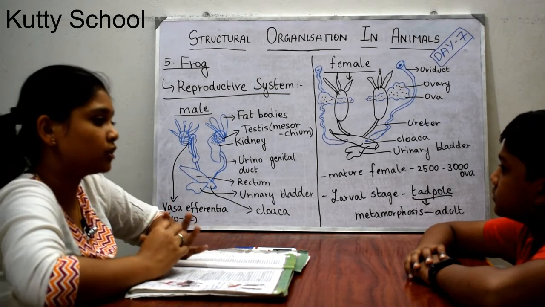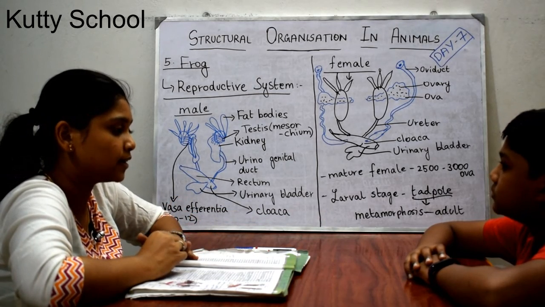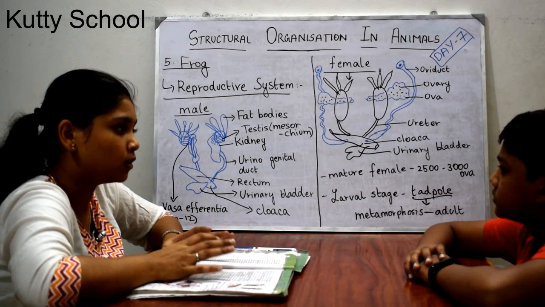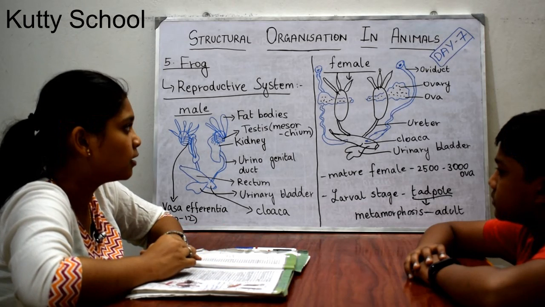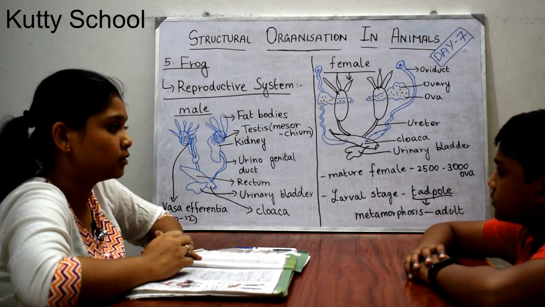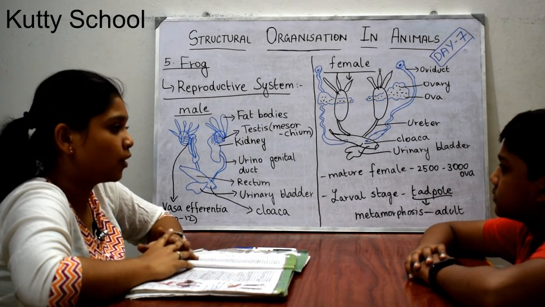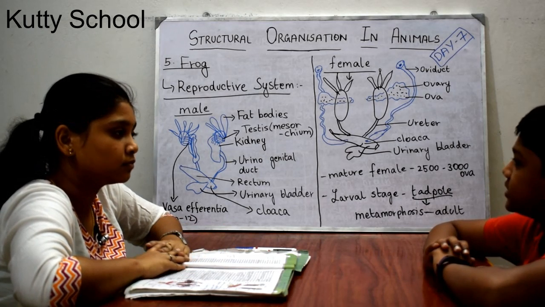These frogs have high economic importance as they eat insects and protect the crops in the farms. So with frogs the chapter, Structural Organization in Animals, is successfully completed.